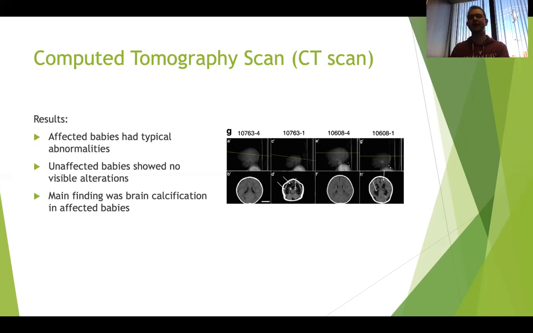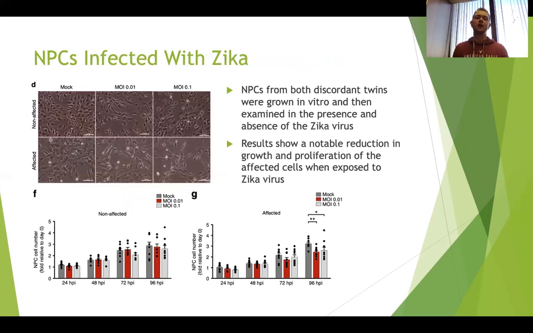And then there's also a finding where they found brain calcification in affected babies, which we already know, but they're pointed out with these white arrows. All right, next thing was the in vitro growth of neural progenitor cells when infected with the Zika virus.